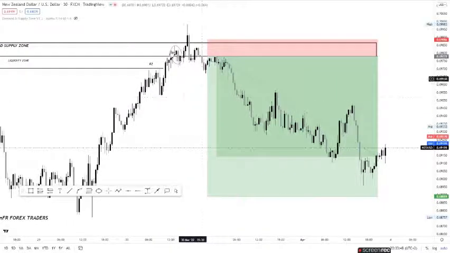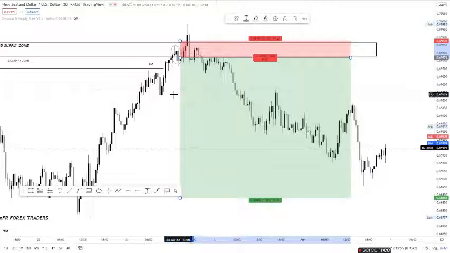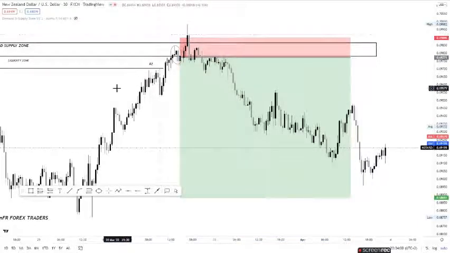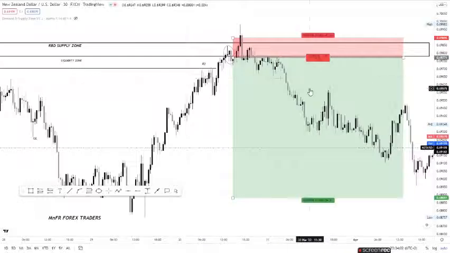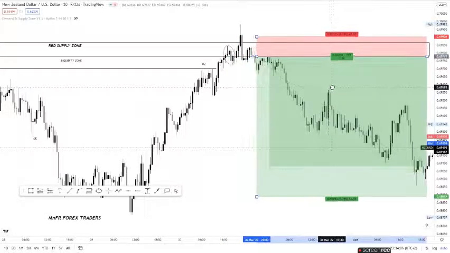You can see right here I had my entry after a nice pin bar and a bearish engulfing candle. When I entered, my stop loss was above the higher high right here, and as you guessed, I was taken out. So what happened?